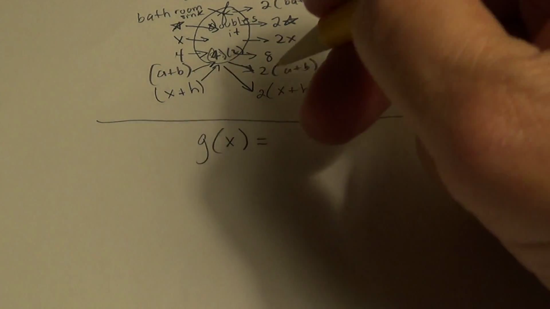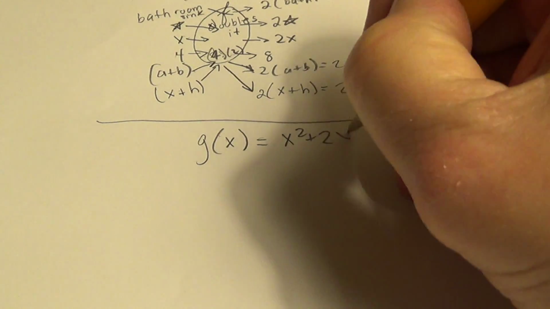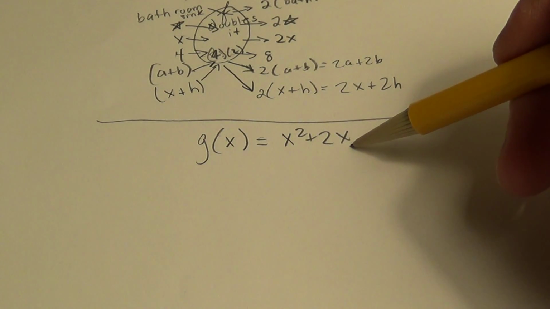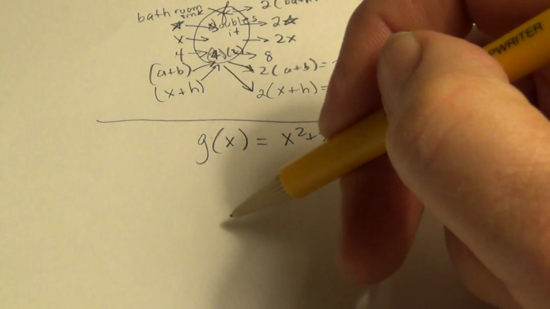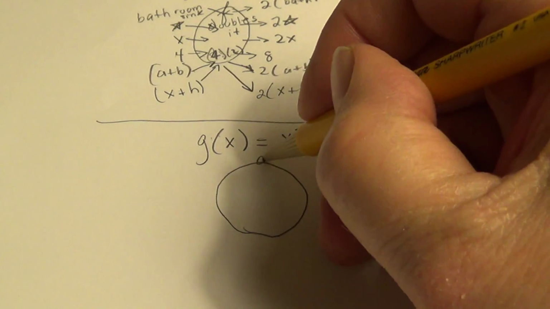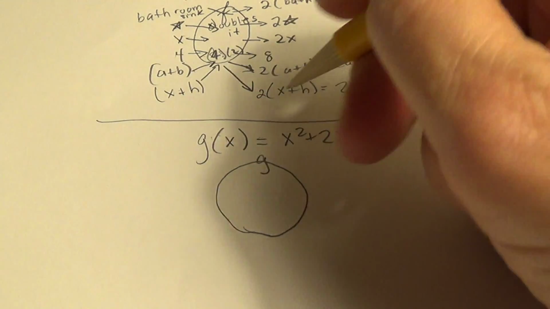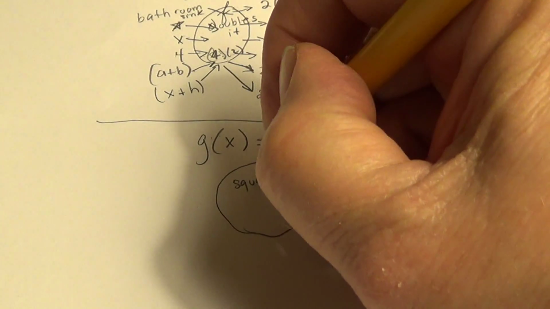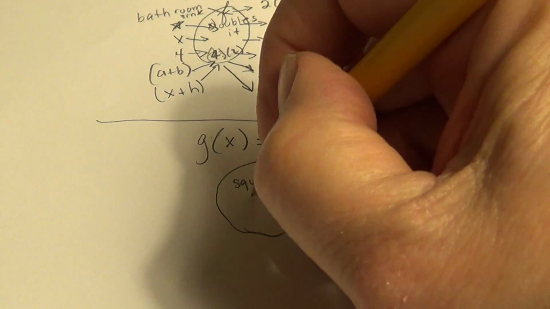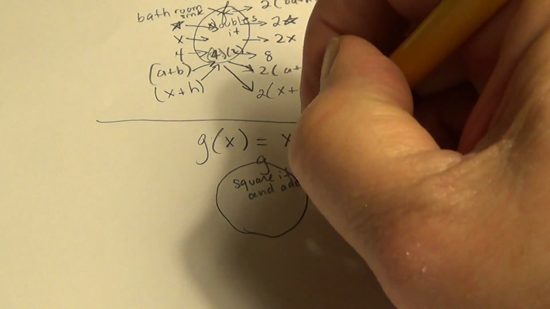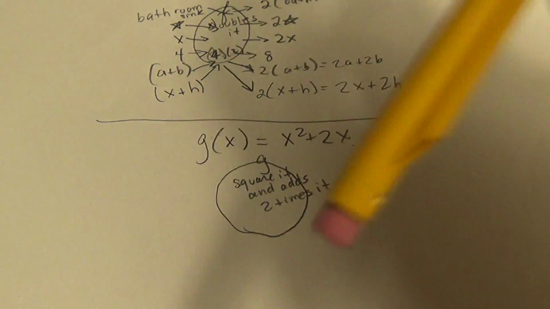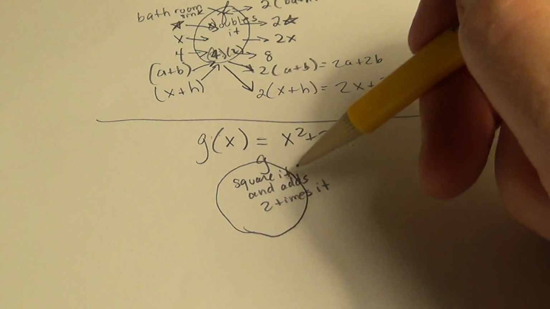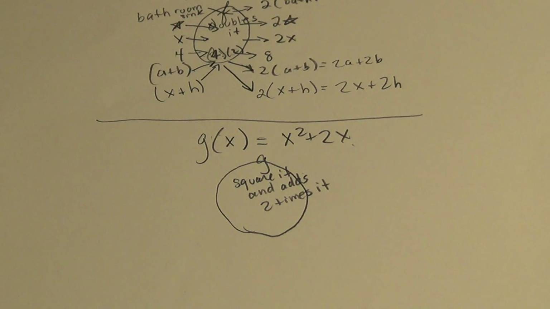G of x, I'm going to define it as x squared plus 2x. So I changed the function's definition. I gave it another name, and I'm going to play the same game. So this function is the G function, the G machine. And whatever I put in it, it's going to square it and add 2 times it, it being whatever I put in. I don't know if the words make it clear or not.